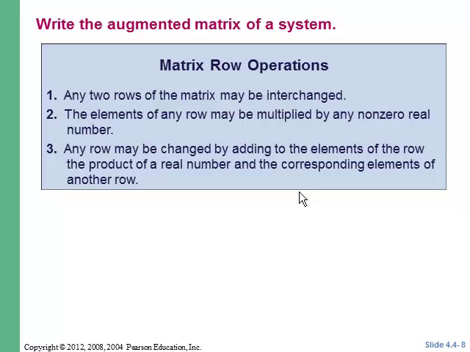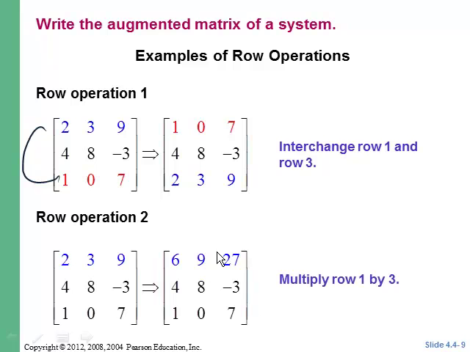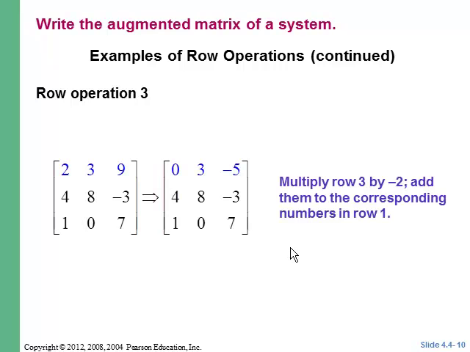We can exchange rows in a matrix. We can multiply rows and we can add rows together. So here's one thing that we did: we switched the first and the third rows around to get the second matrix there. Another thing we can do is multiply a row. Notice 2 times 3, 3 times 3, 9 times 3. And the third thing we can do is multiply and add. So we multiplied this row by, I'm sorry, by negative 2, and added it to the top row.